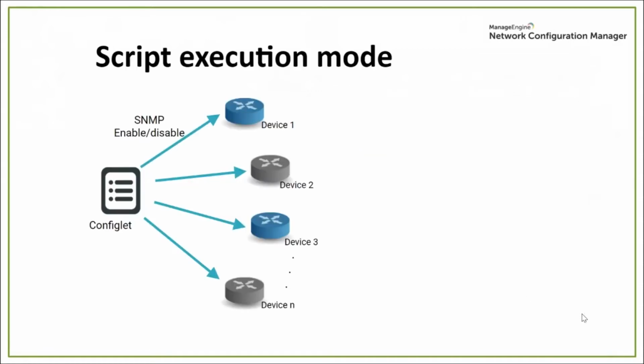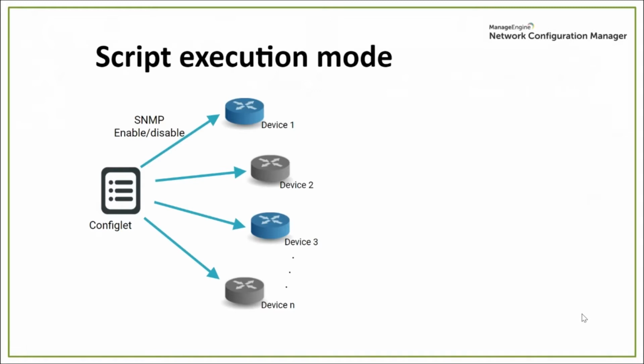So let me help you with script execution mode. Script execution mode is where you push a configlet to multiple devices in one go. So the commands get executed in a particular sequence. You can use script execution mode if you want to enable or disable SNMP, or if you want to upload or download a firmware image.